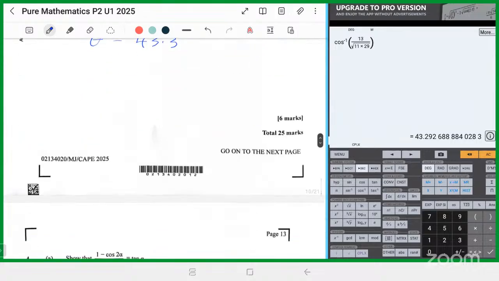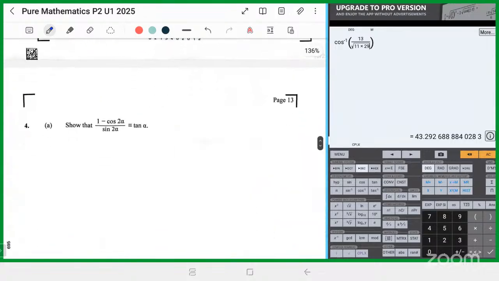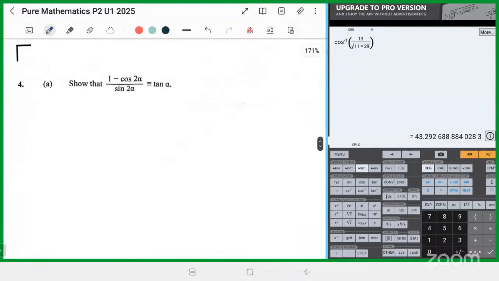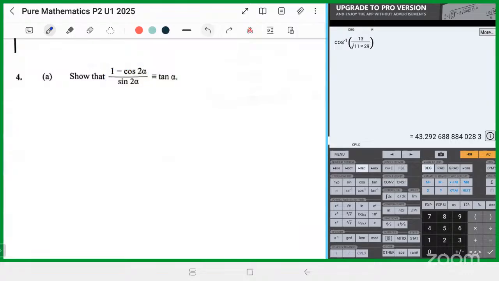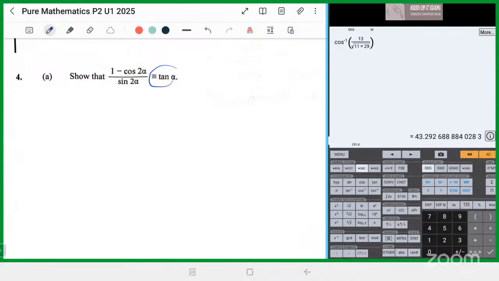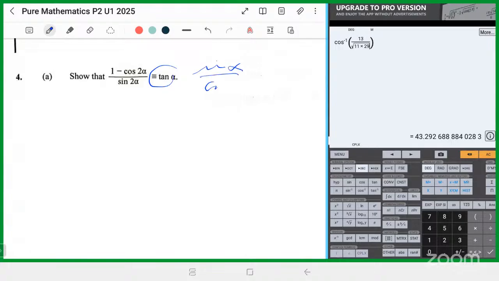What? It's just done 4 already? All right, now prove that this equals that. Easy. We know this is sine alpha over cos alpha, so that's what we're working towards.